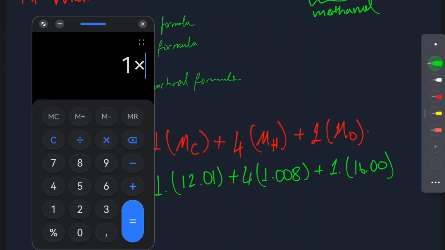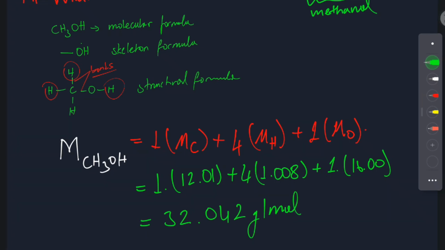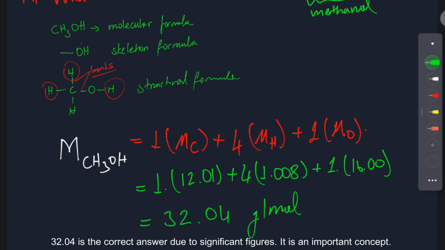1 times 12.01 plus 4 times 1.008 plus 16.00, and our mass is 33.042 gram per mole. We can use 2 decimals after the point, so the correct value should be 33.04 due to the significant figures.